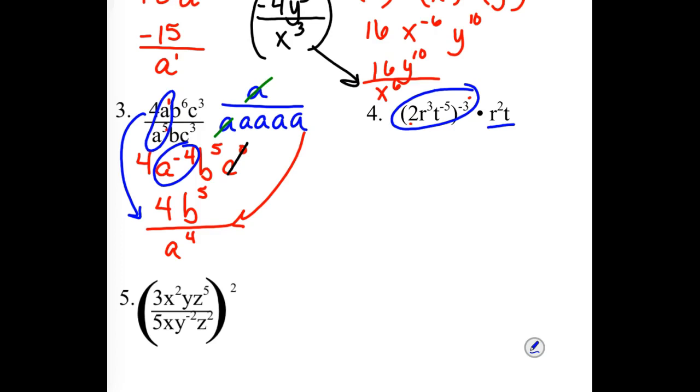Okay? So, distributing my negative 3. I'd have 2 being raised to a negative 3 power. What about the R? Power to a power, we do what? Multiply. So the 3 times the negative 3 would be negative 9. And then the T would be to the 15th.